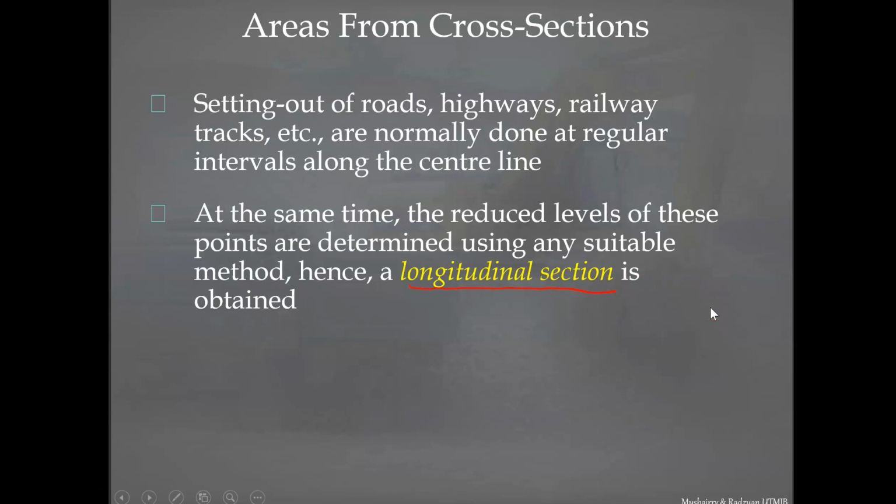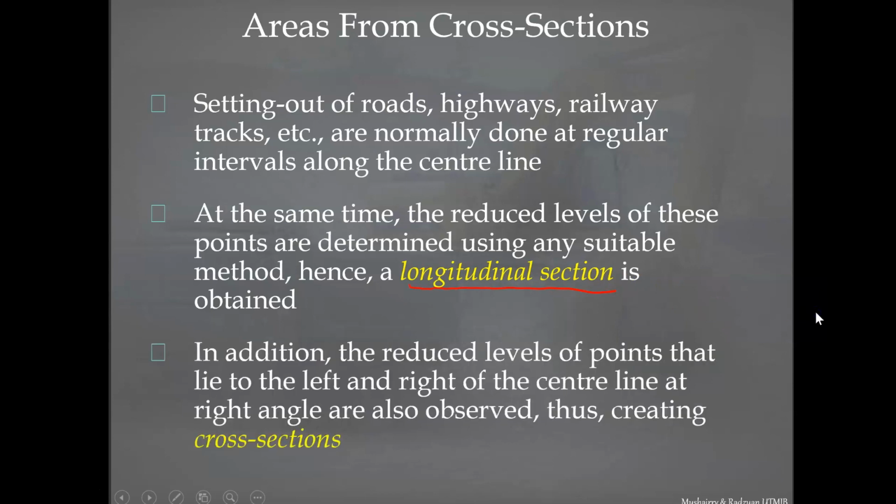And at the same time, if we add more observations to the left and right of the center line at the markers that we make at the regular intervals, if we do a bit more leveling or a bit more detailed survey, we will obtain heights. And what we'll be obtaining will be what we term as cross sections. So we have long sections, getting the height information along the alignment, and the cross sections at right angle to the alignment at suitable interval.